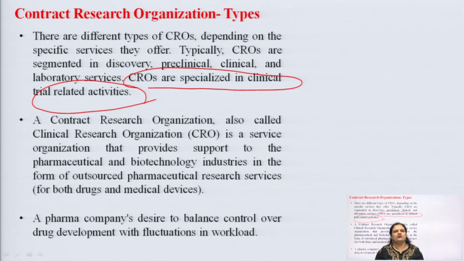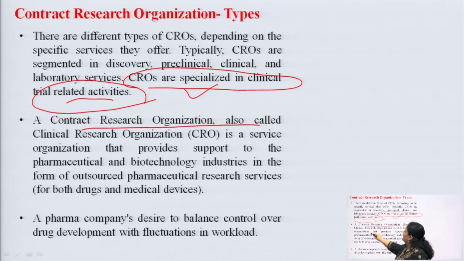So, a CRO is also called a clinical research organization. That is why they should be specialized in clinical related activities. A contract research organization is sometimes also known as a clinical research organization. Both are sometimes similar terminology. It is an organization that provides support to the pharmaceutical and biotechnological industries in the form of outsourced pharmaceutical research services for different drugs and also for medical devices.